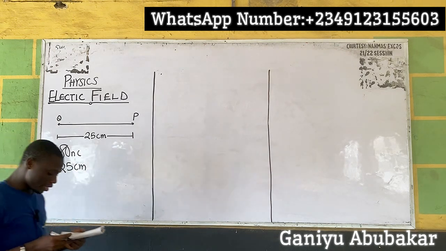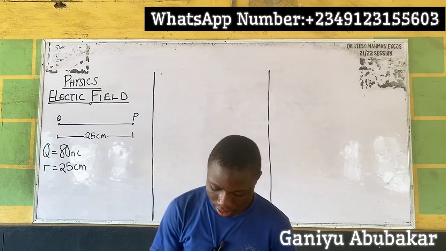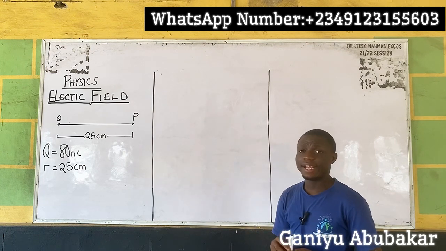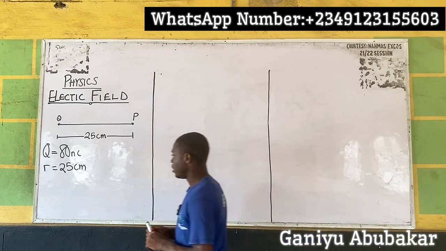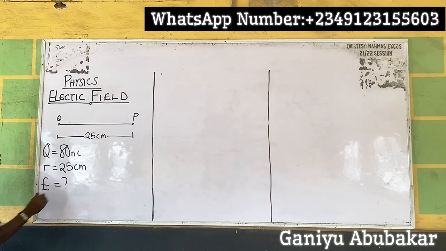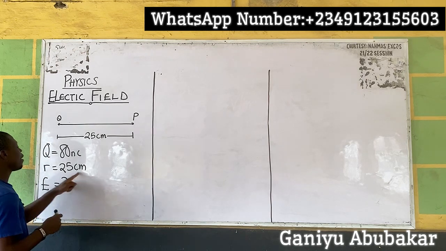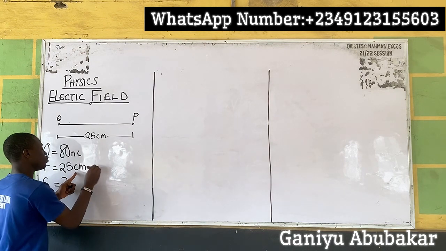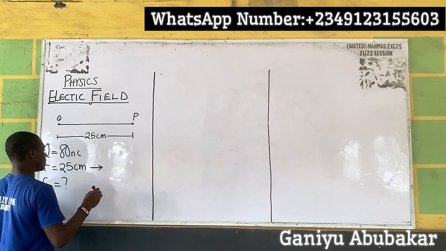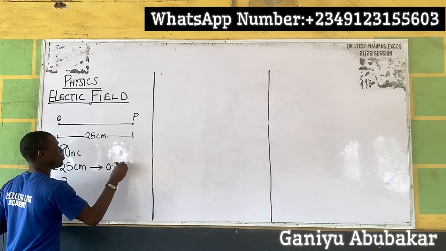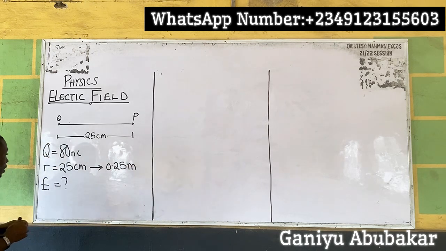That's all. So I'm given distance and I'm given Q. I have to find electric field intensity. That's E, so E is unknown. How do you get E? First things first, I have to convert my cm to meters. Convert cm to meters by dividing by 100, and I'll have 0.25 meters. That's the first task.